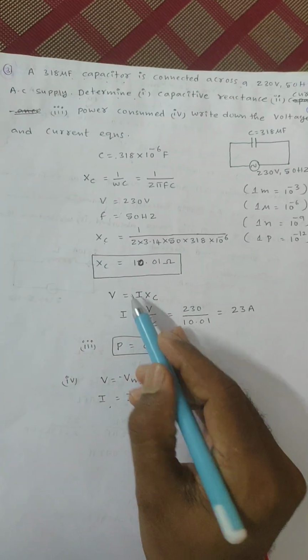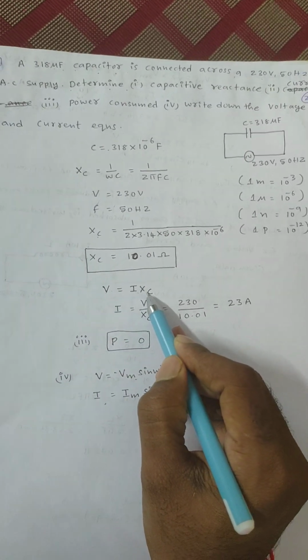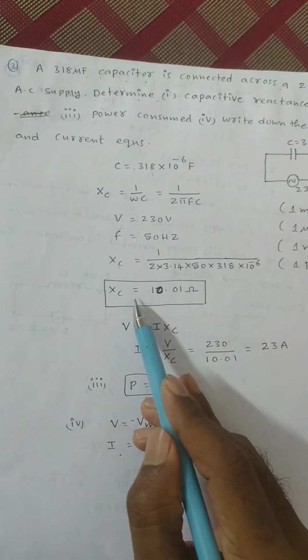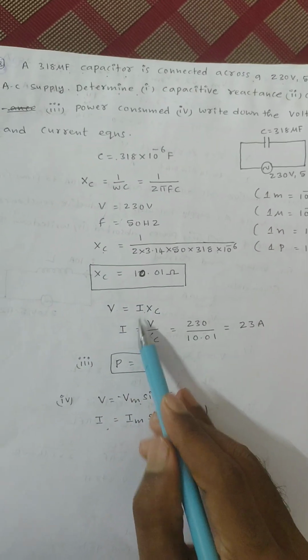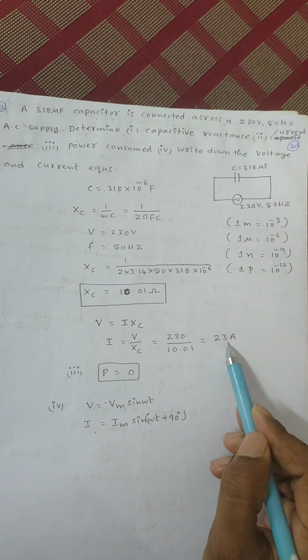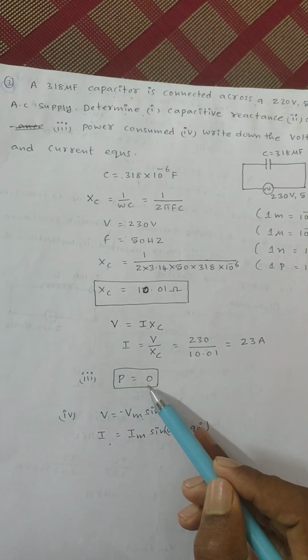We already know that the voltage across the capacitor is I into Xc. V is already given, and the Xc value is calculated, right? Then I is equal to V by Xc. I will get the I value as 23 amperes. In case of a capacitor, power consumed will be 0.